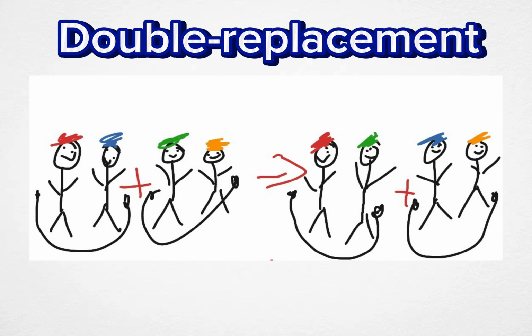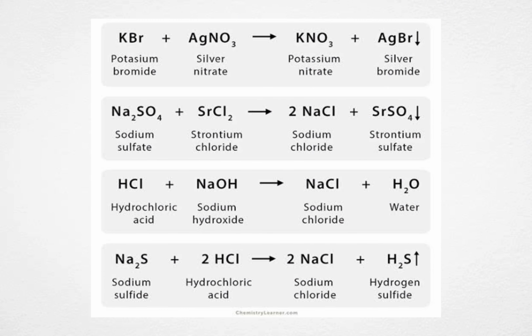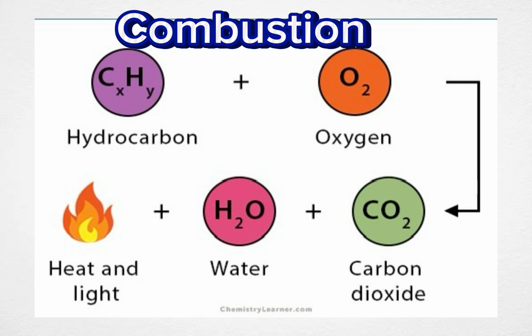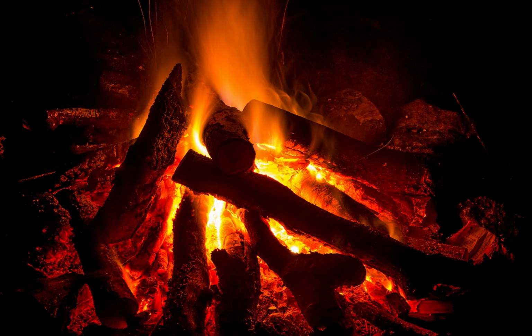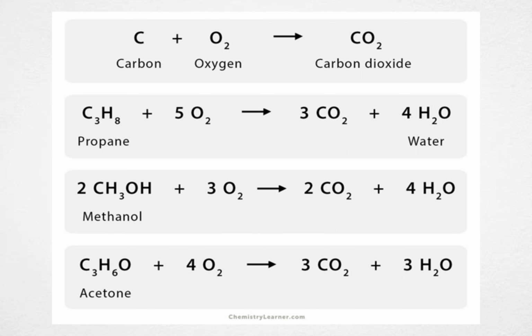Fourth type is double replacement, and it is a reaction in which the negative ions in two compounds switch places, forming two new compounds. And here are also some examples of double replacement reactions. The fifth and last type of chemical reaction is combustion, and it is a chemical reaction in which a substance combines with oxygen and releases energy. And the most common combustion reaction that we use every day is burning, even the burning of fuel. And these are also examples of combustion reactions.